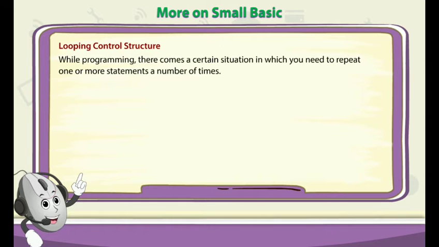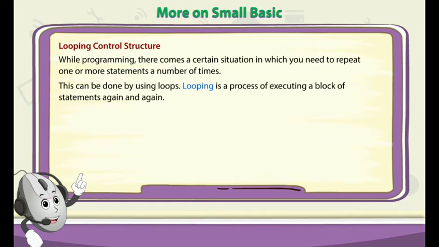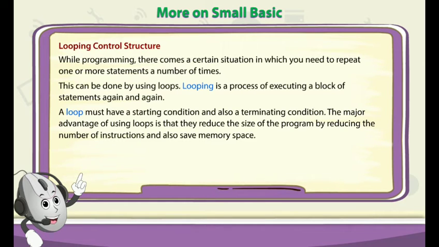Now let's learn about the looping control structure. While programming, there comes a certain situation in which we need to repeat one or more statements a number of times. This can be done by using a loop. Looping is a process of executing a block of statements again and again. For example, in tables, we are multiplying that number again and again, meaning 10 times.